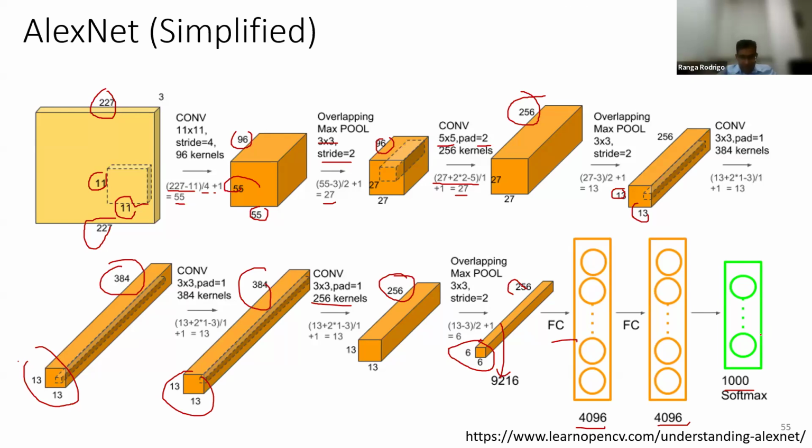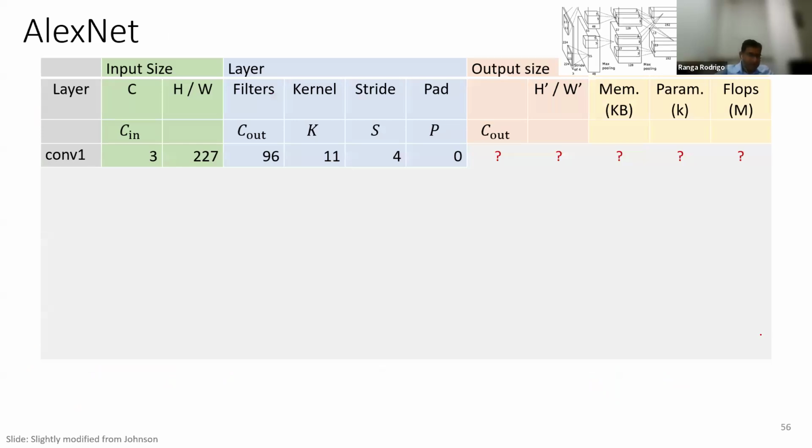Okay, so we will do a detailed analysis now. So this is AlexNet. First, let's take the first convolution layer. Input number of channels is 3 because these are color images. Height and width are 227. Output number of channels is 96. Kernel size is 11. Stride is 4. Padding is 0. So what is the output number of channels? Of course, you have it here. I have written 96.